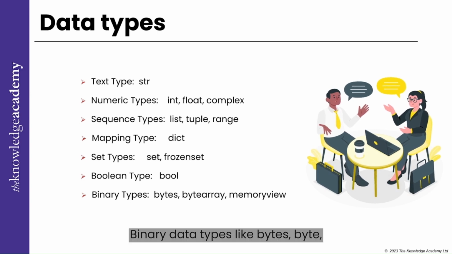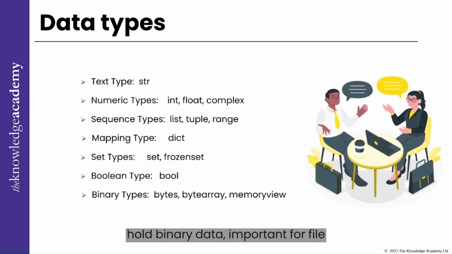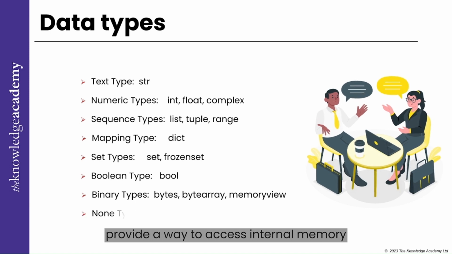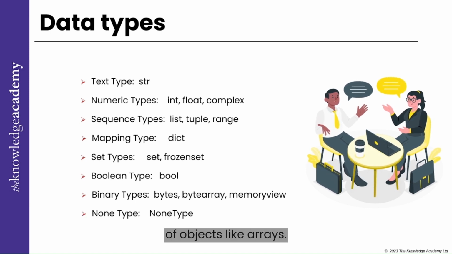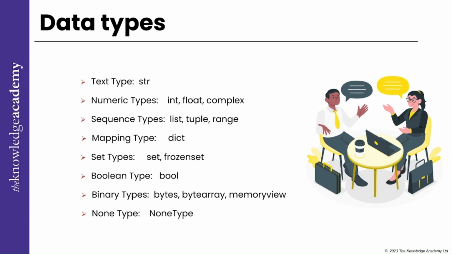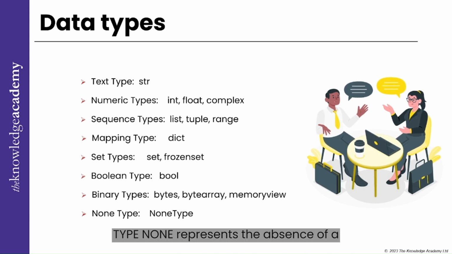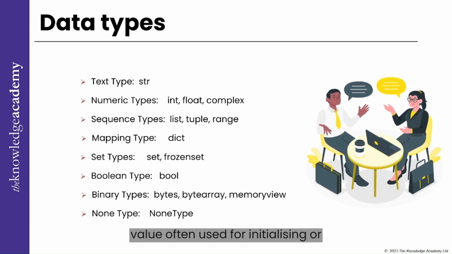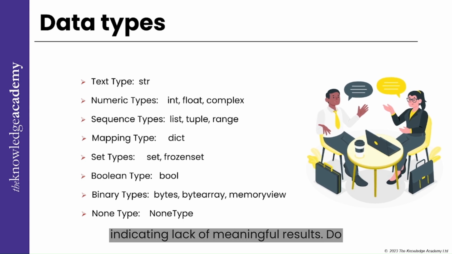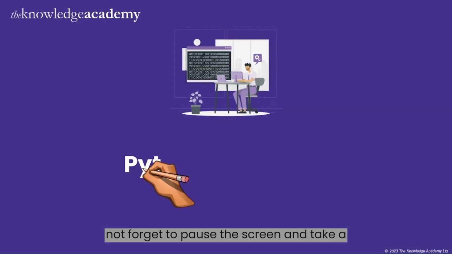Binary data types like bytes, bytearray, and memoryview. Bytes hold binary data important for file handling and network communication. Bytearray is mutable bytes, allowing modification of binary data. Memory views provide a way to access the internal memory of objects like arrays. None type. None represents the absence of a value, often used for initializing or indicating lack of meaningful results. Do not forget to pause the screen and take a screenshot or a note.